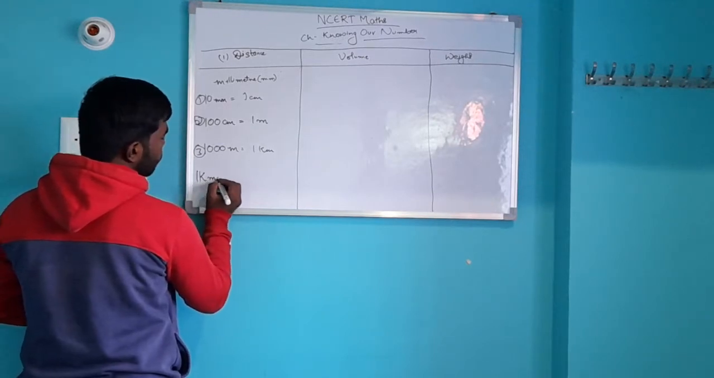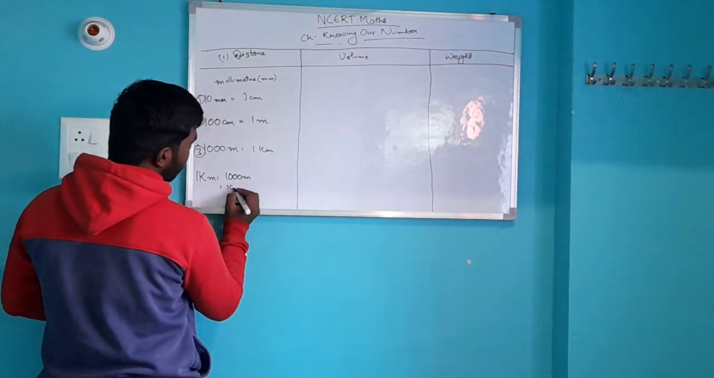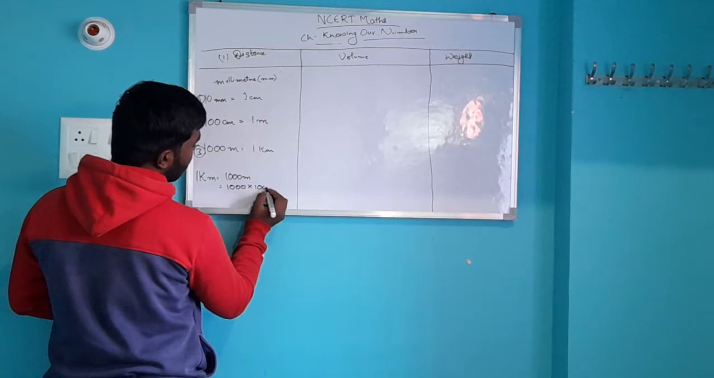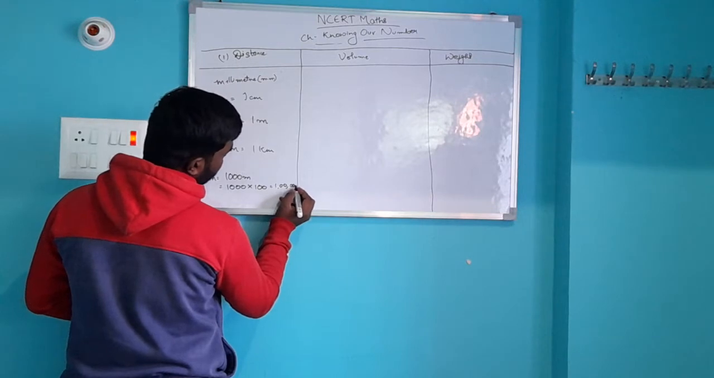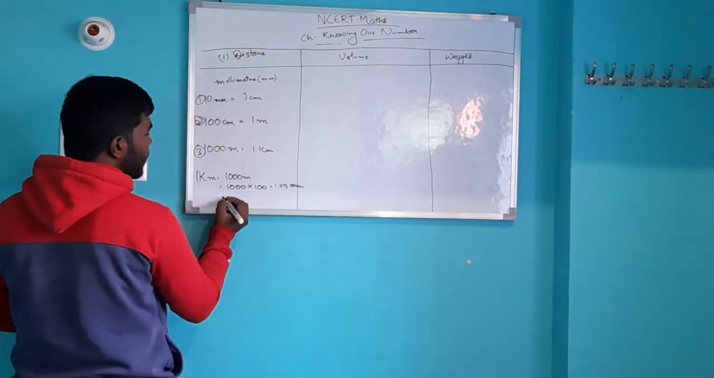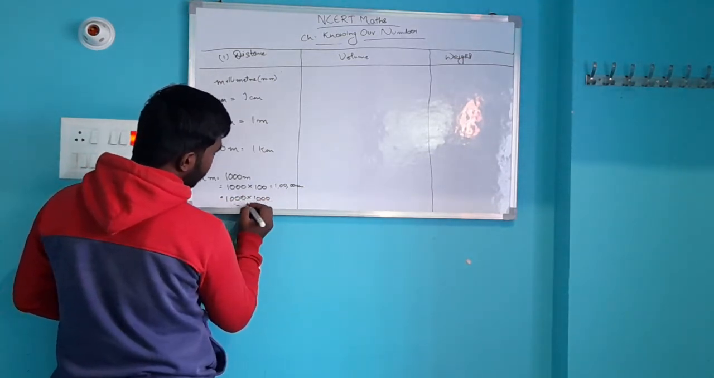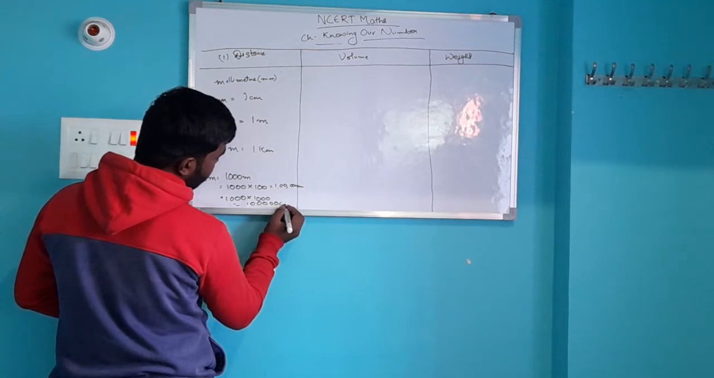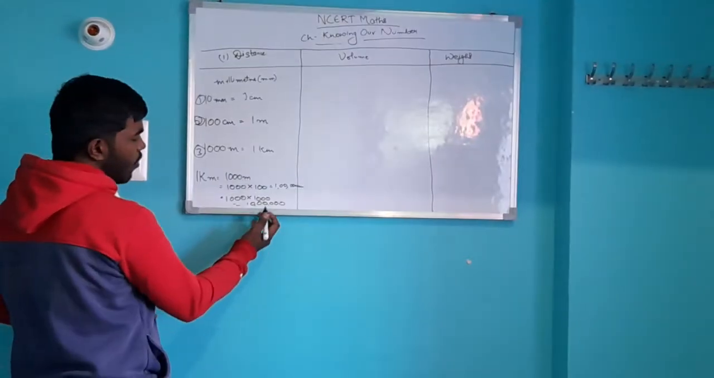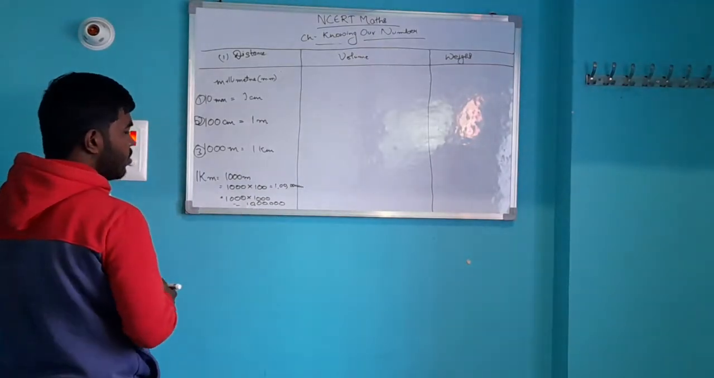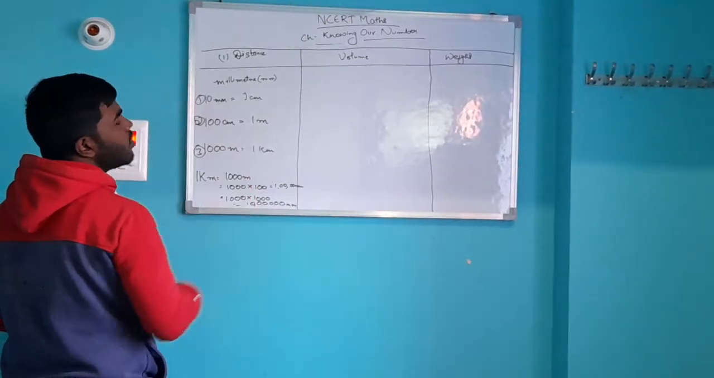From here, 1 kilometer equals 1000 meters, and in centimeters it is multiplied by 100, and in millimeters it is 10 lakh. Here the commas are used as the standard: after 3 digits, then 2 digits, and again after 2 digits. This is the millimeter unit, and this is the centimeter unit. I hope you understand the distance units.